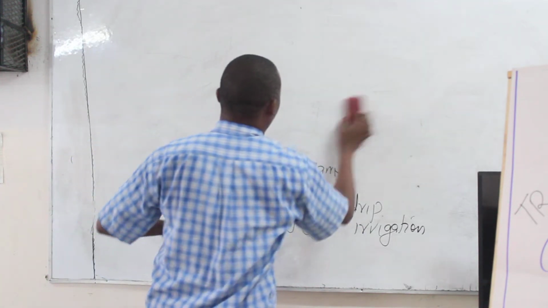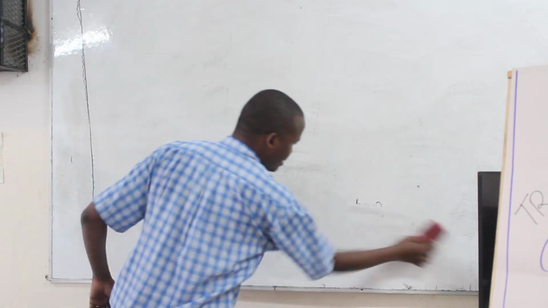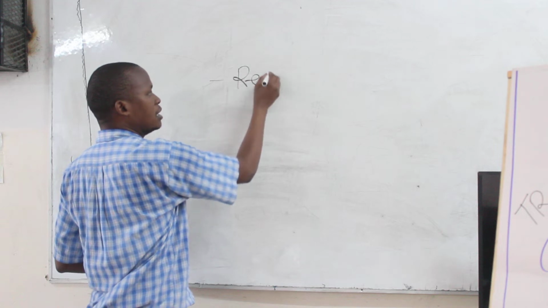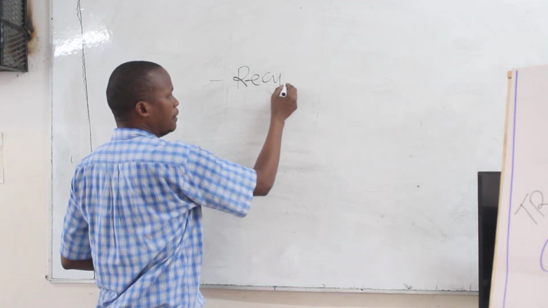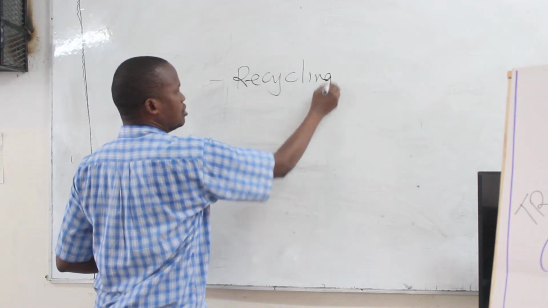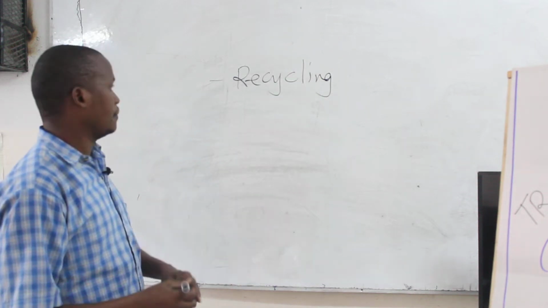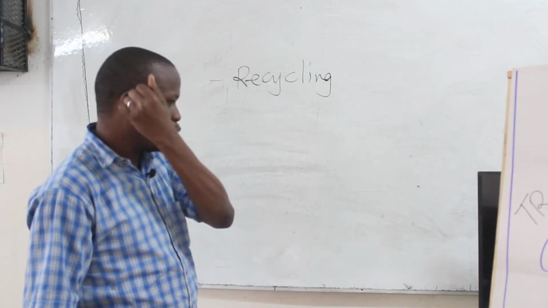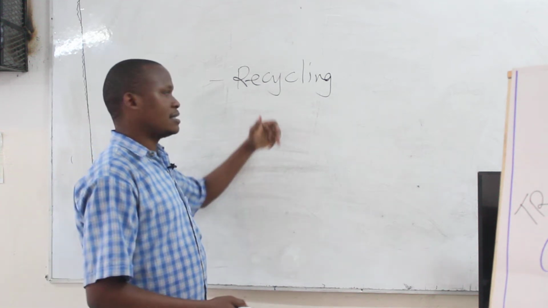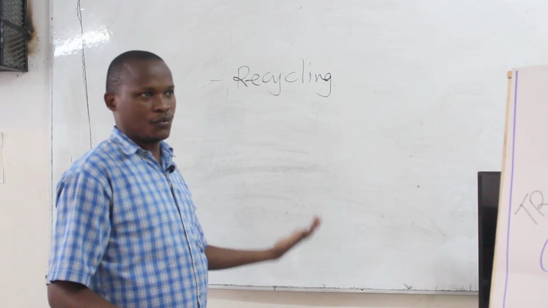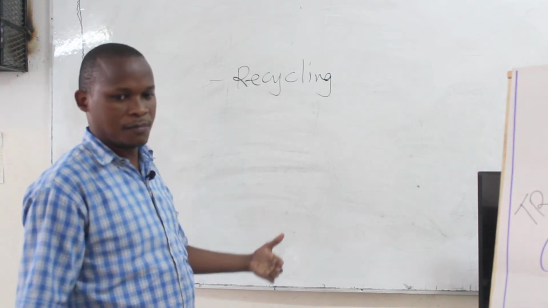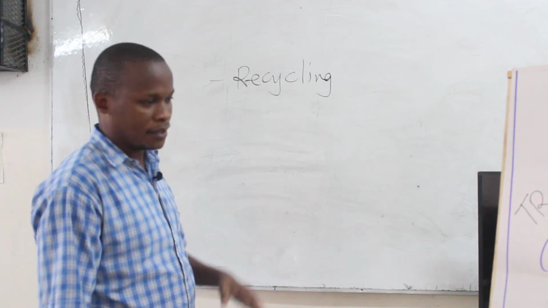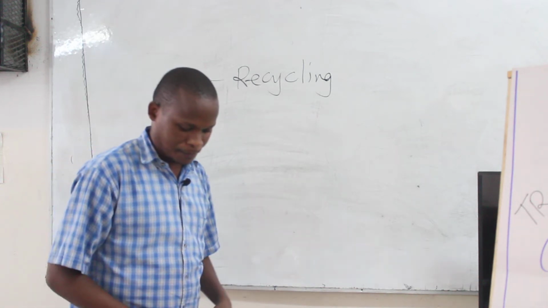Then lastly, we talked of recycling as a way in which water is conserved. We said this involves treating water so that it can be usable again. For example, sewage can be treated to make it usable again. Now, that is for yesterday.